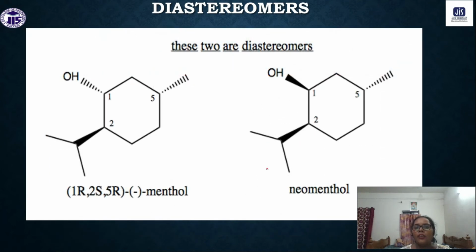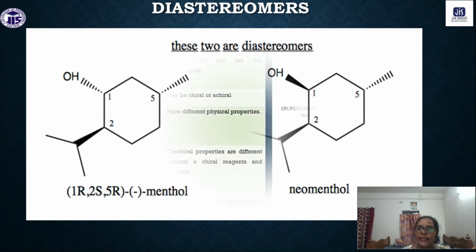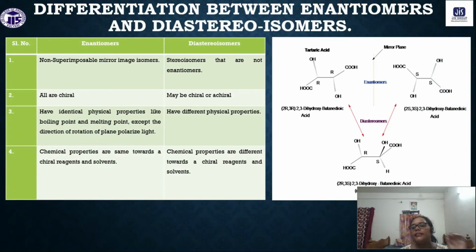Okay, now again, this is menthol and neomenthol. So they are also diastereomers. Okay, so these are some of the differentiations between the diastereomers again.